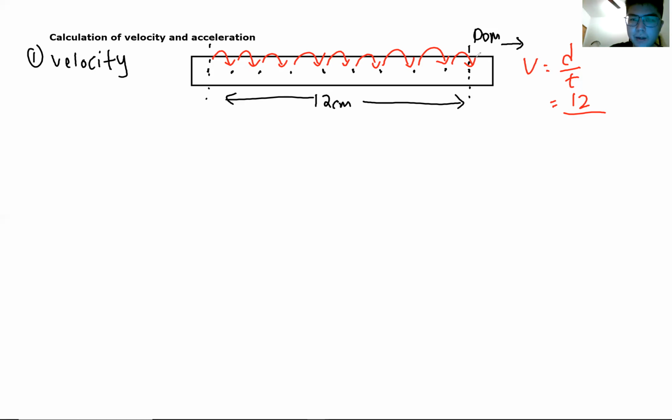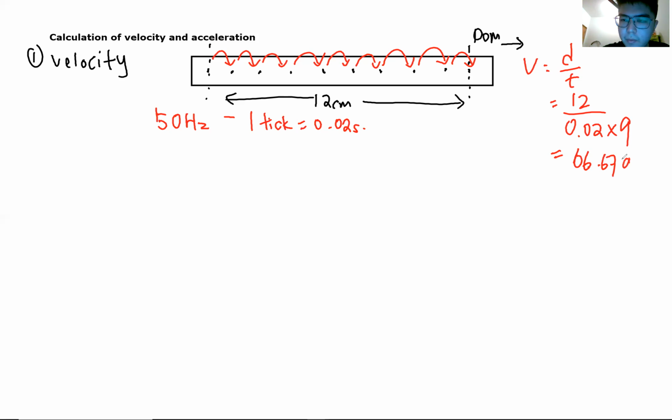Okay, 9. So you know that for a ticker timer that has a frequency of 50 Hertz, meaning that one tick is 0.02 second, right? So if you have 9 ticks, 0.02 times 9, and whatever is your answer here, okay, let me calculate this. 12 divided by 0.18, that is 66.67 cm s minus 1.